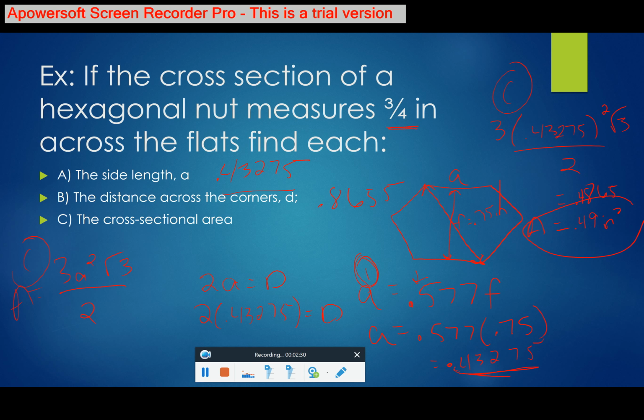Part B wanted you to find the distance across the corners. So 2 times your A is equal to your distance, so you would do 2 times 0.43275, and that's going to give you 0.8655. And then part C, which is here, is you want to find the area. And we know A, which is right here, so we plug this in here. And so you end up with 0.49. Okay.